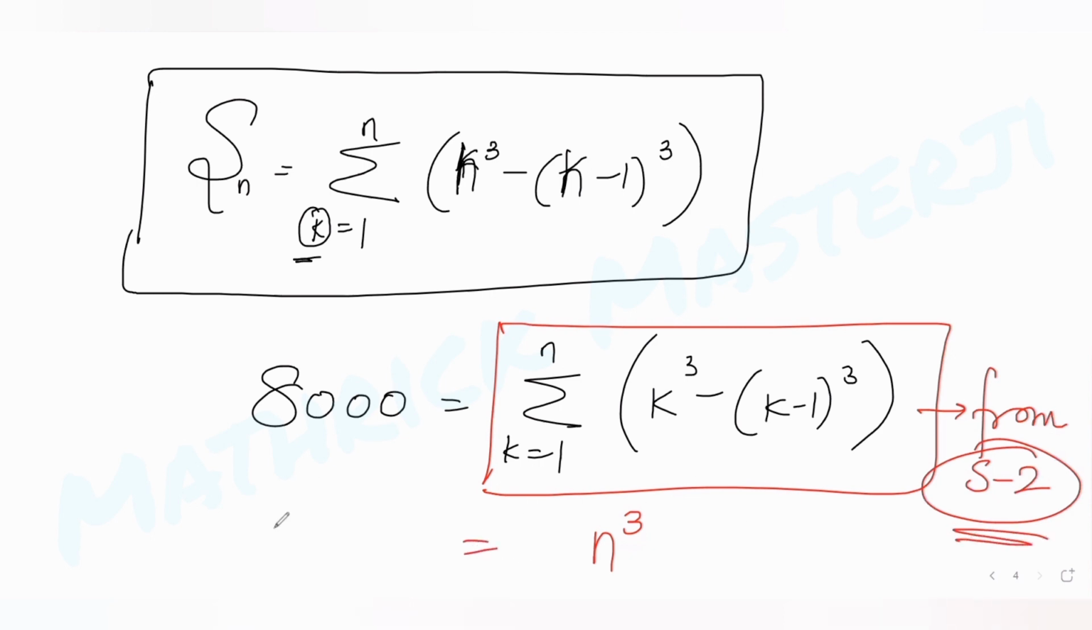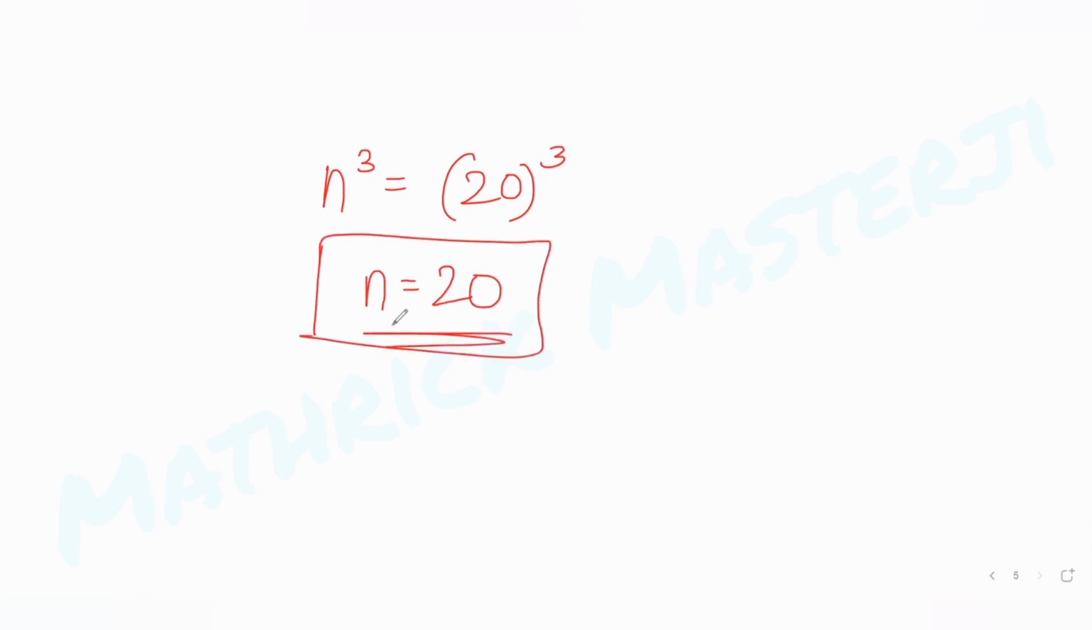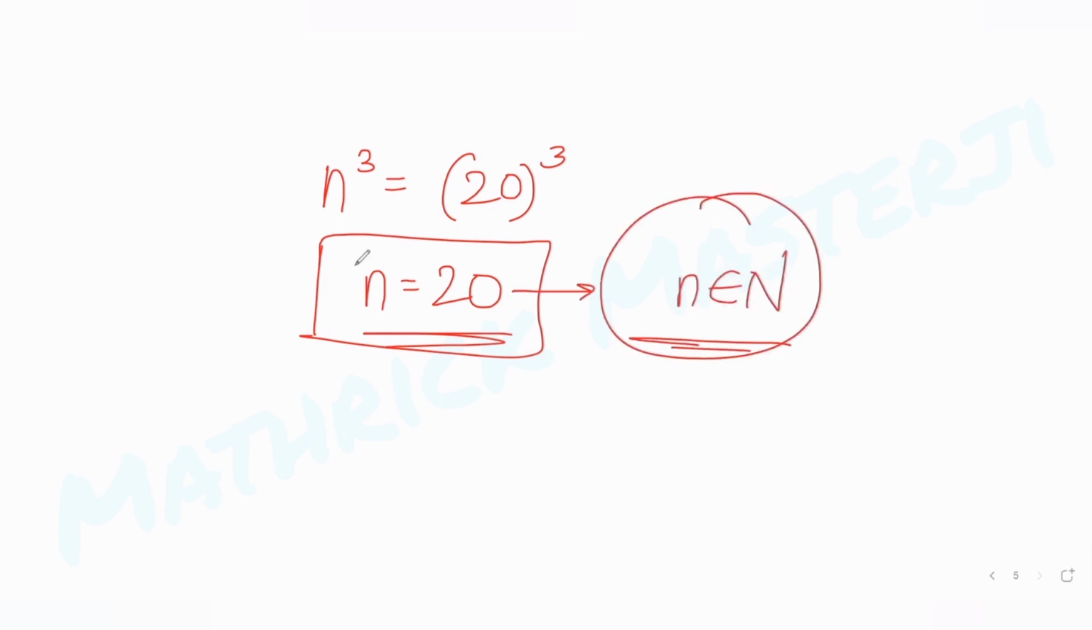So you get n cube is 8,000, which is 20 cube, and from there you get n as 20. So I get the understanding that n is equal to 20, and it was told to me that n belongs to the natural numbers, so yes, n also belongs to the natural numbers. So now we get n is equal to 20. Let's put n as 1, 2, 3 till 20 and let's verify that.